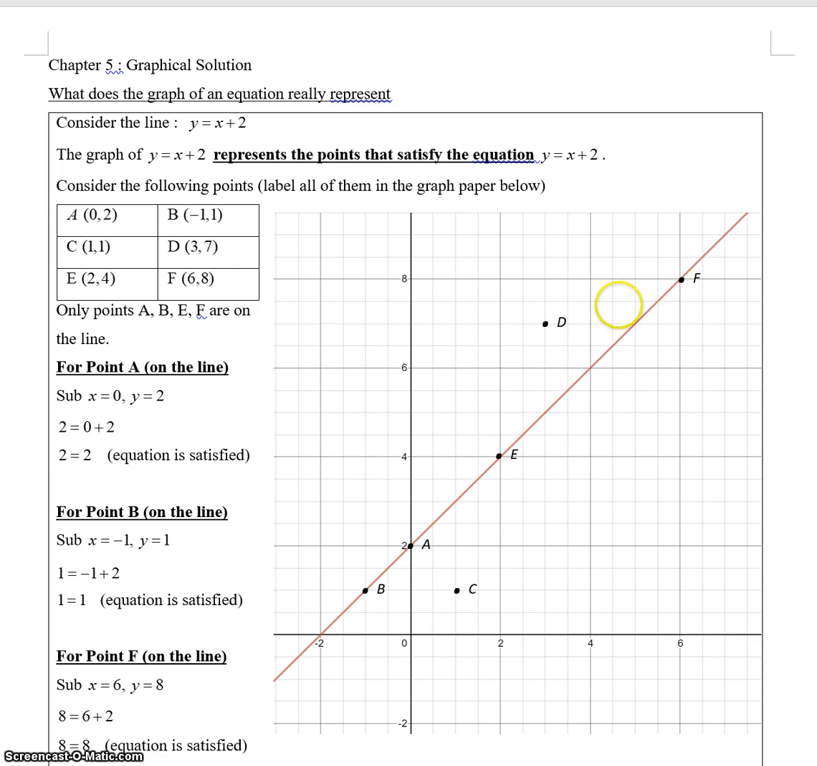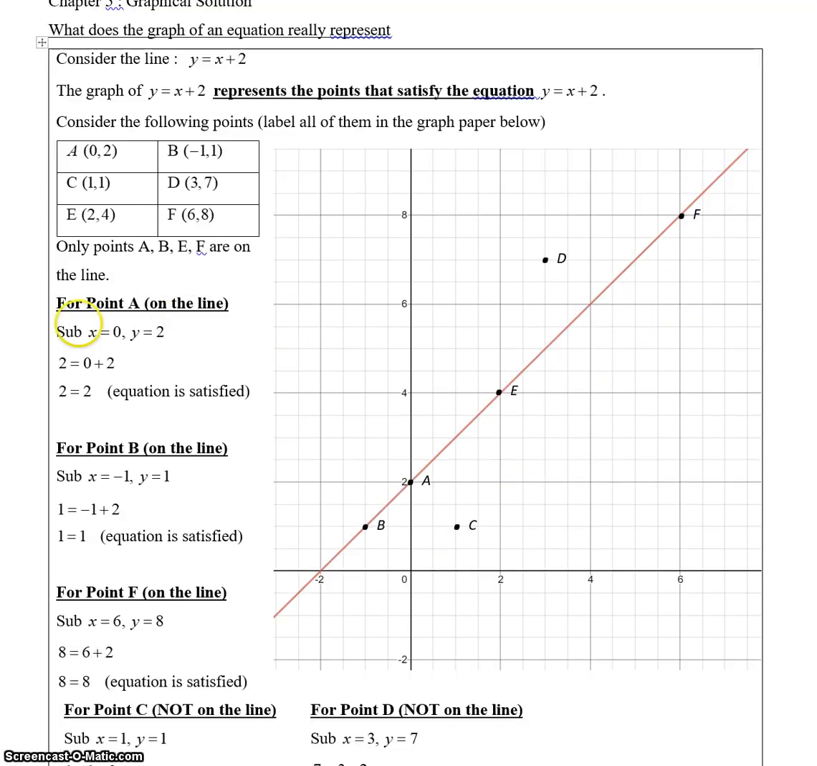What I'm trying to illustrate here is, let's say for point A. Point A is over here, it's on the line, right? So if I sub point A, which is x equal to 0, y equal to 2, into the line y equal to x plus 2, I get 2 equal to 2. So this equation is what we call satisfied. That means this equation holds true forever. That means 2 is always equal to 2.